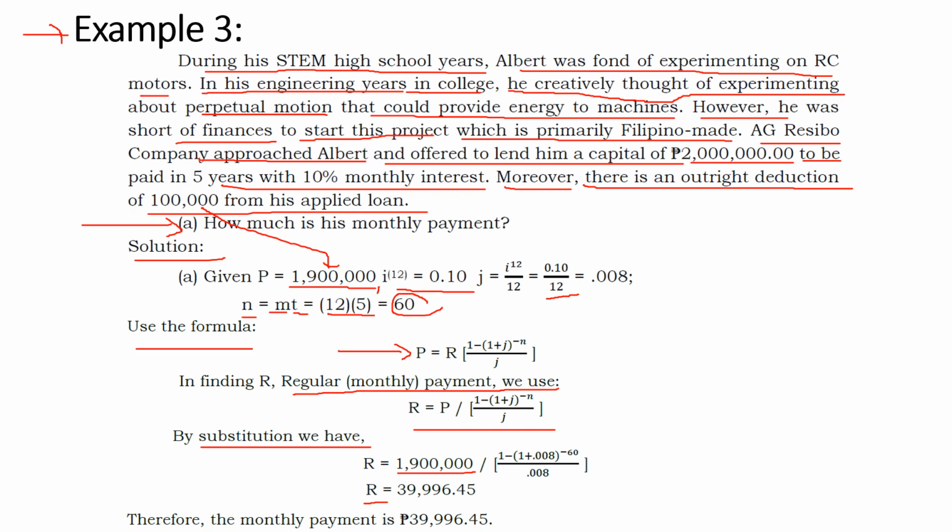Meaning to say, the periodic payment now is equal to 39,996.45 pesos. So therefore, the monthly payment now is 39,996.45 pesos, and that will be the amount that Albert should pay monthly.